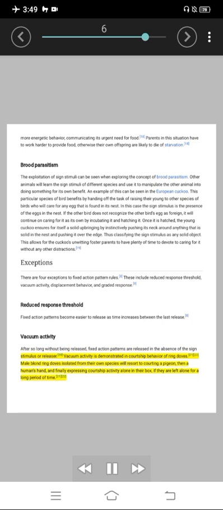Vacuum activity is demonstrated in courtship behavior of ring doves. Male blonde ring doves isolated from their own species will resort to courting a pigeon, then a human's hand, and finally expressing courtship activity alone in their box, if they are left alone for a long period of time.